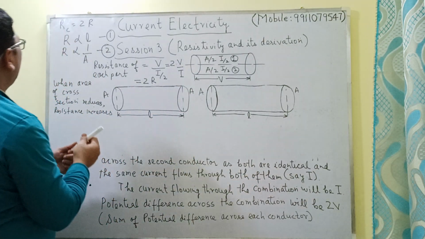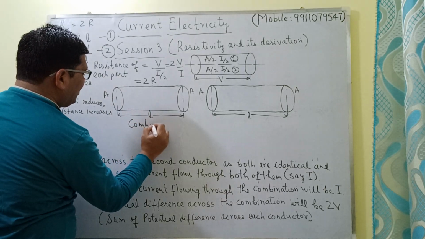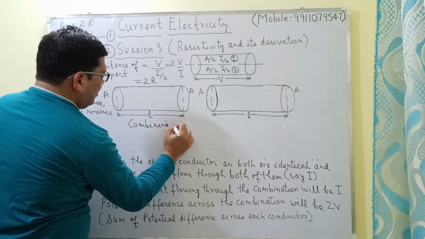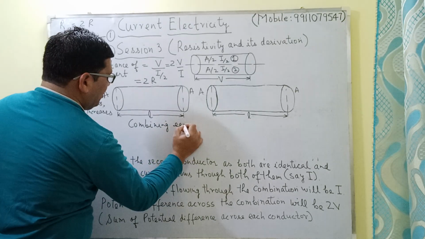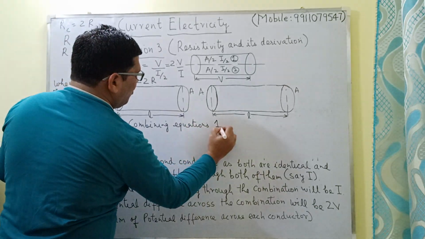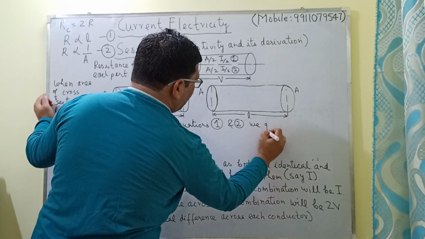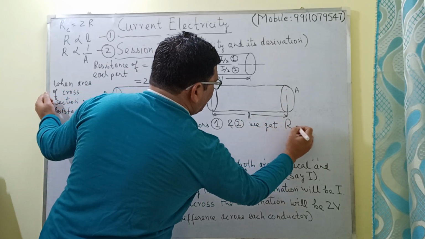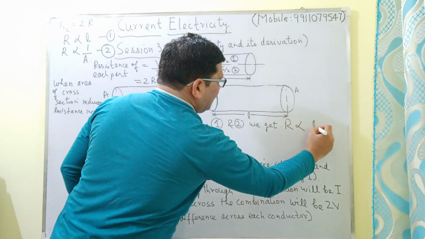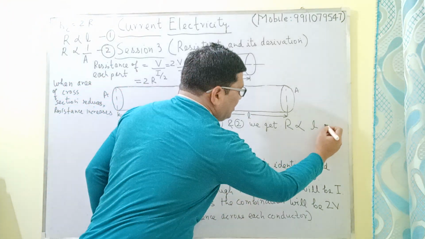So now I will be combining these two equations, that is, combining equations 1 and 2. We get R is proportional to, see, R is proportional to length, so I will be writing it here, and R is also proportional to 1 by A, so into 1 by A.